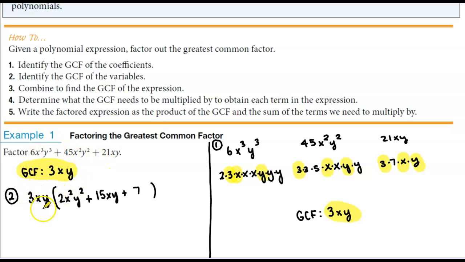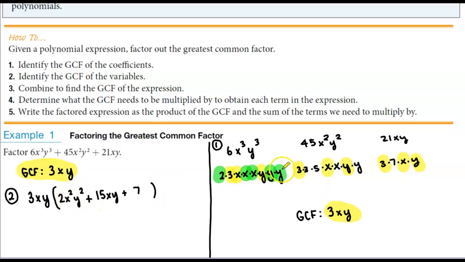So we're going to write out our greatest common factor here, and then we have our parentheses. And then what's remaining is what's going to be left over. Now, we can either multiply and figure out what you need to multiply by 3xy to get 6x cubed y cubed, or we can look at it over here. So what's left over is a 2, an x, a y, and a y, which is 2x squared y squared, and that's what's left over in our first term.